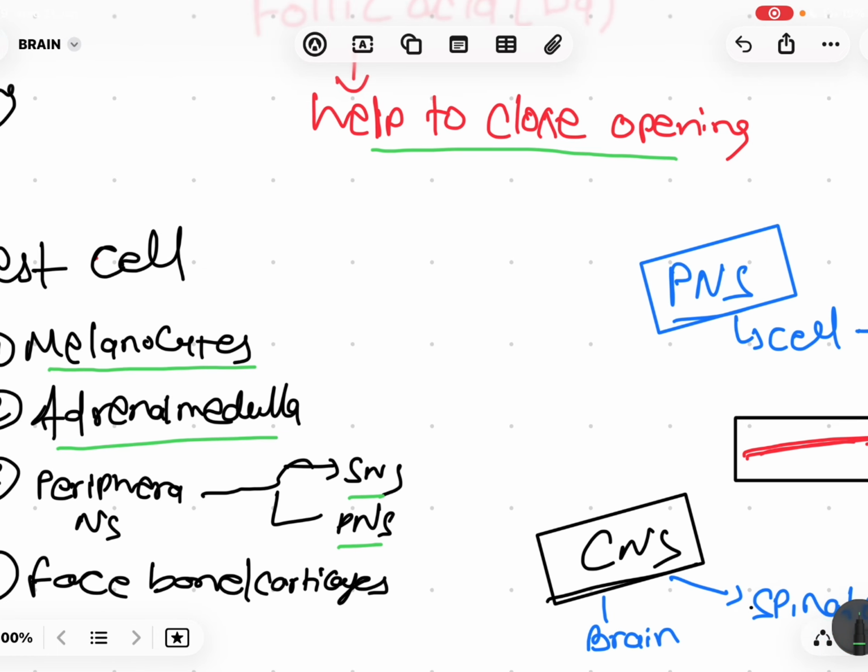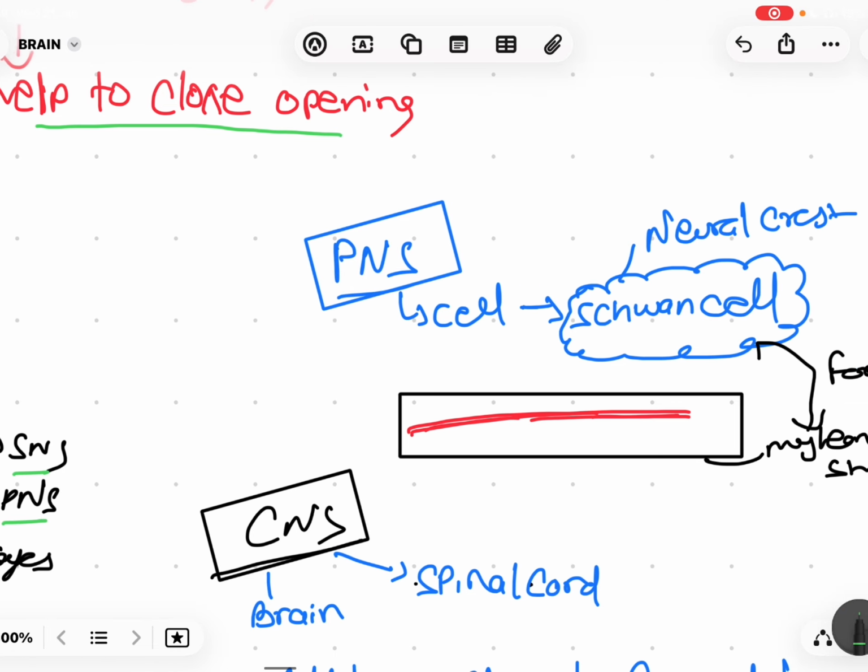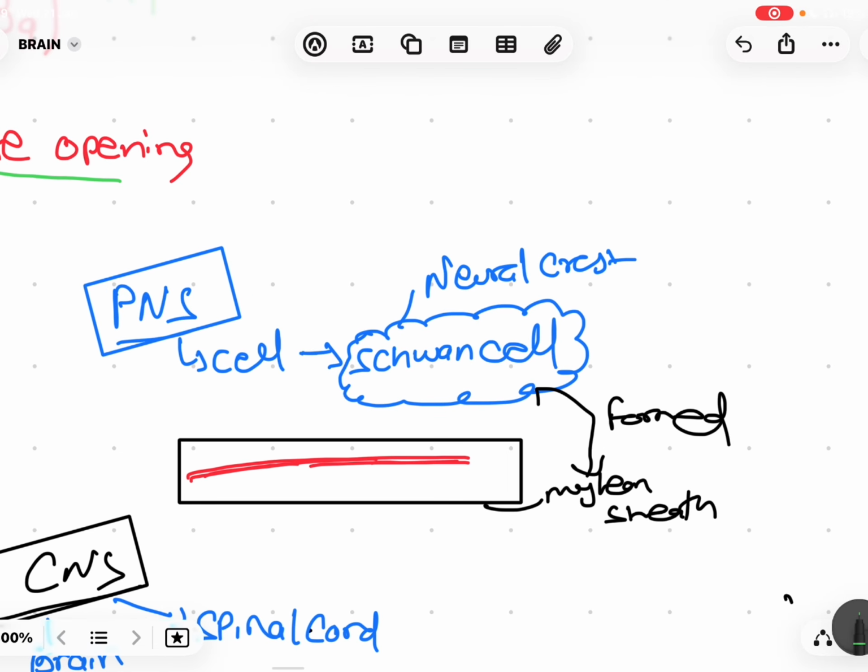Something important I have to discuss. If we look at a peripheral neural cell, as you can see, it is covered by a myelin sheath. In the PNS, the myelin sheath is formed by Schwann cells. A Schwann cell is a type of neural crest cell. I already mentioned that Schwann cells are a type of neural crest cell.